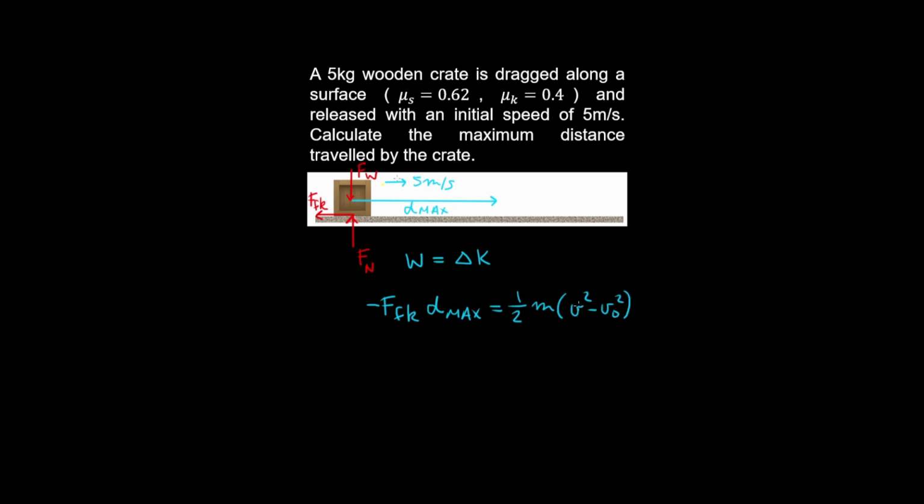So when the crate reaches a maximum distance, the final speed is 0, and the kinetic friction force is basically the kinetic friction coefficient times the normal force, which we can obtain by vertical equilibrium. So that would be the mass times gravity, and then times d_max is equal to minus 1/2 m v0 squared. And if we cancel out m and substitute for the kinetic friction coefficient and the initial speed, then we can calculate d_max, which is 3.2 meters.